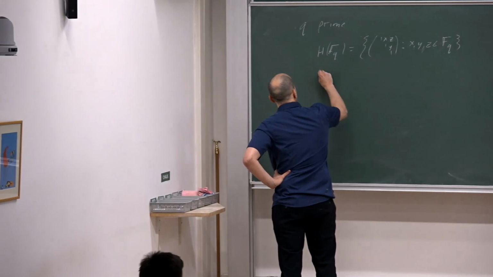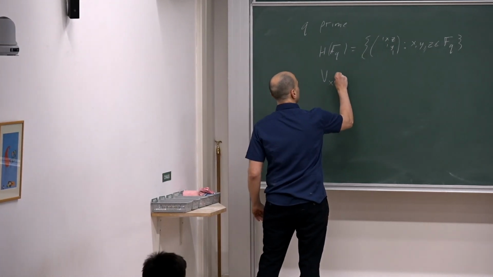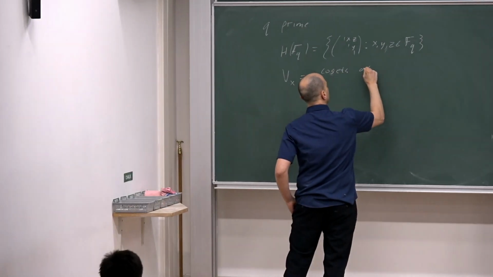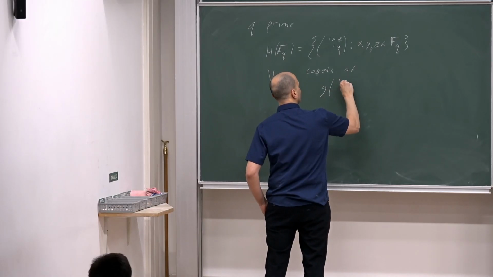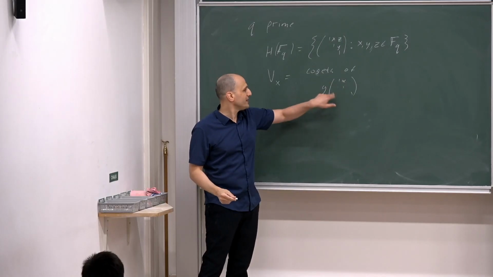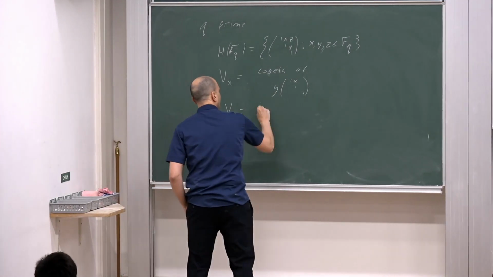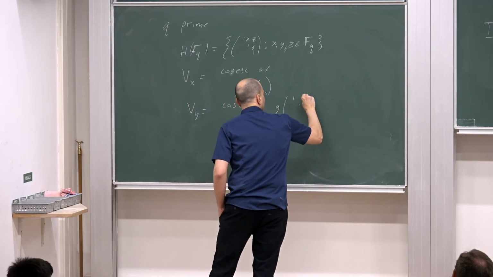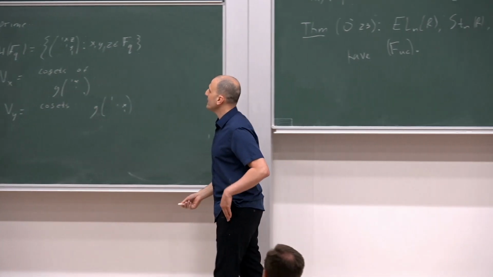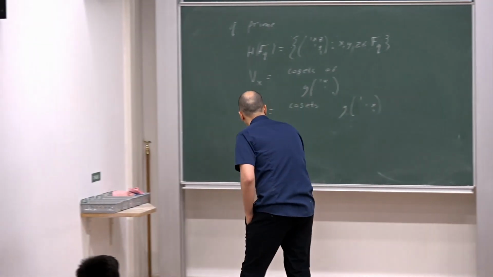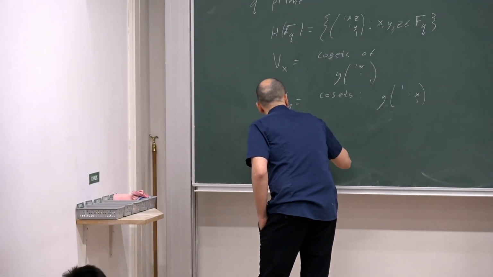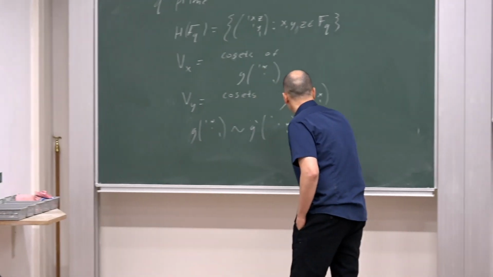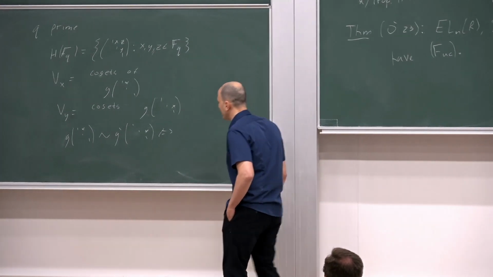I have two sets of vertices. V_X are cosets of the form G times this subgroup. V_Y are cosets of the form G times this other subgroup. And let me give you the edges. When do you connect? You connect G with this subgroup, say G prime, with that coset if and only if, by definition, the cosets intersect.